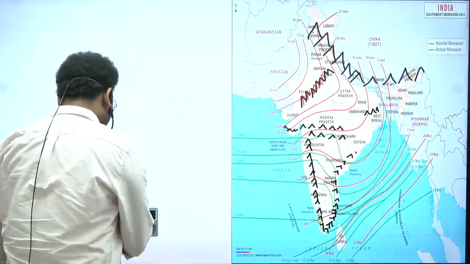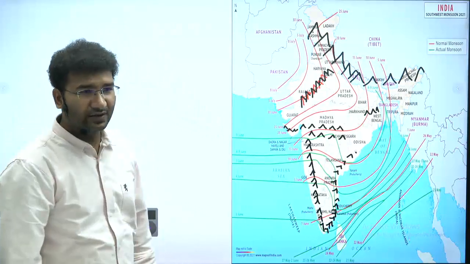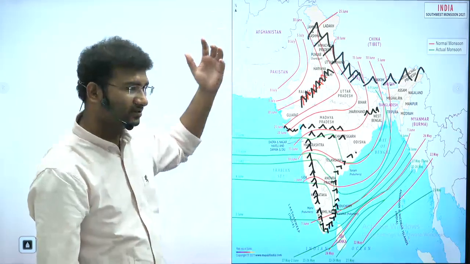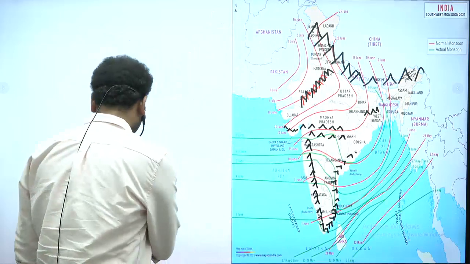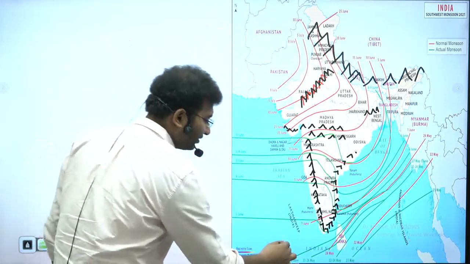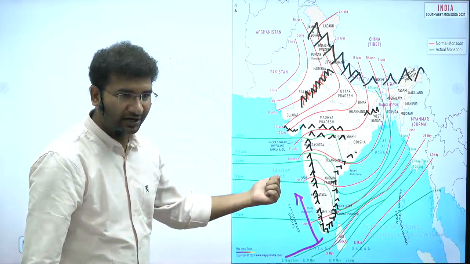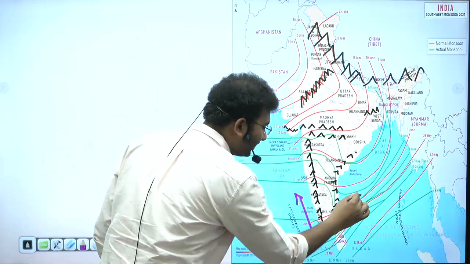Now, how is the journey? Look at the journey of this rainfall. The journey of this rainfall is very unique. It is not that they spread across one. First, let's look into the west wing. One of the wings is called the Arabian Sea branch. And the other wing is called the Bay of Bengal branch.